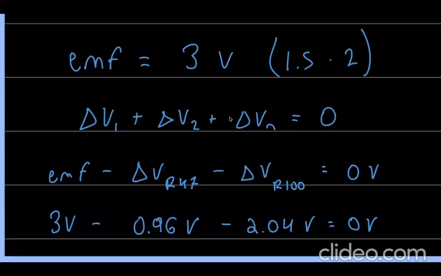So here we can take the 3 volts from the batteries and subtract the 0.96 voltage drop from the 47 ohm resistor and the 2.04 voltage drop from the 100 ohm resistor. Those luckily add up to 3 and help prove our loop rule. So we can be confident in those readings because everything goes to 0 volts when added up.